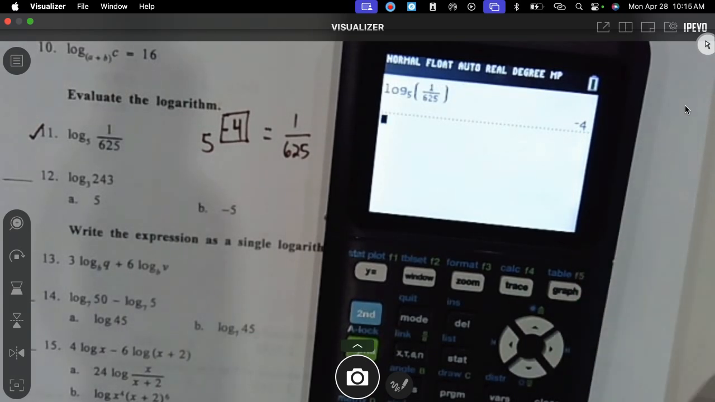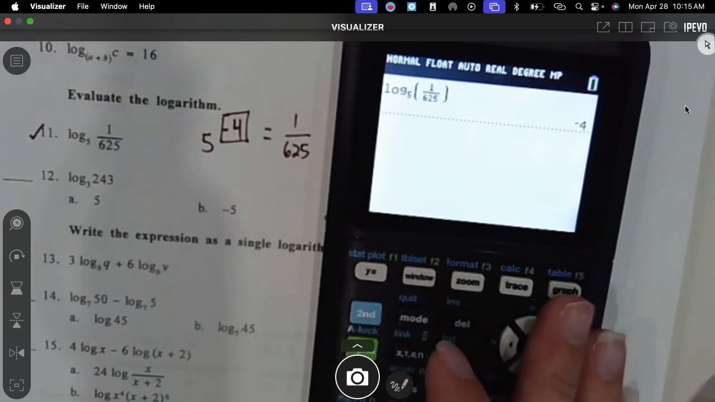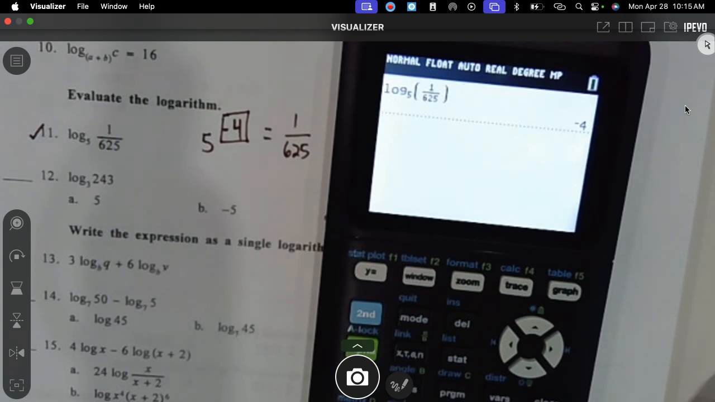Too much. Negative 4, I got it. Okay, there is a change of base formula you can use as well. We'll do that in a second anyway.